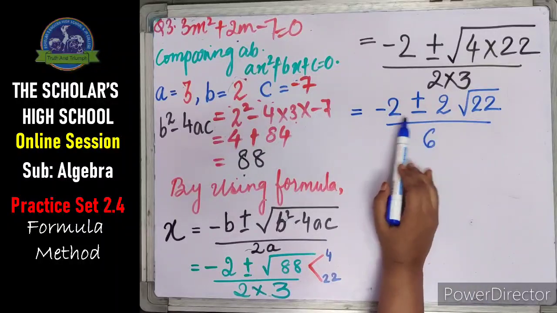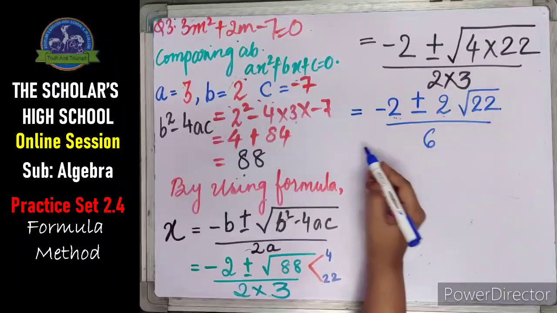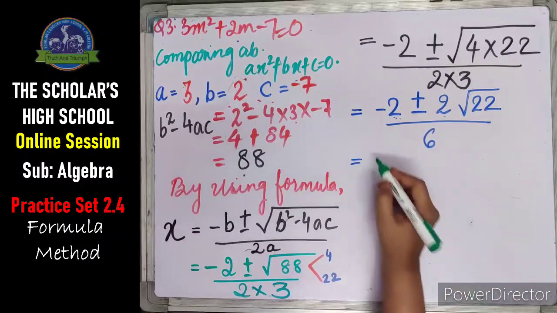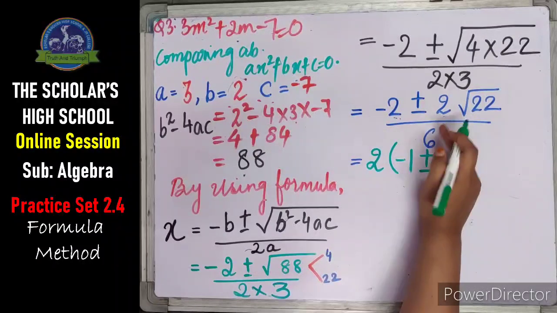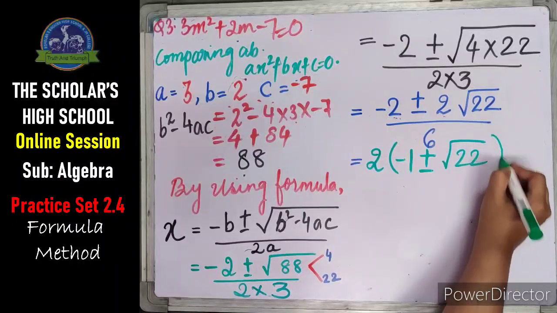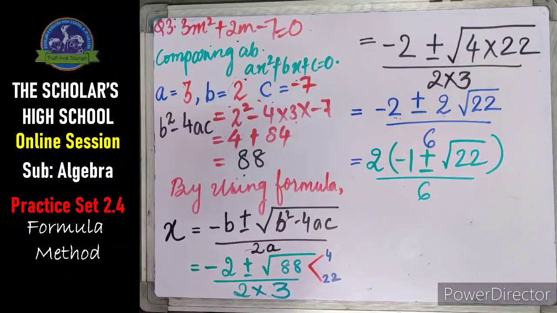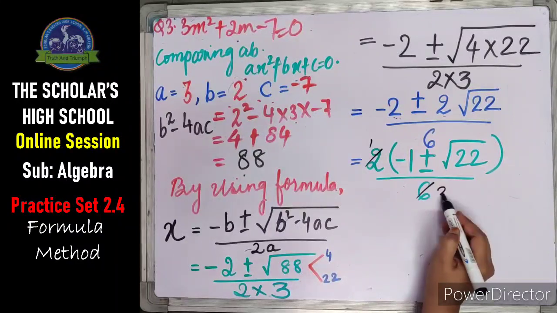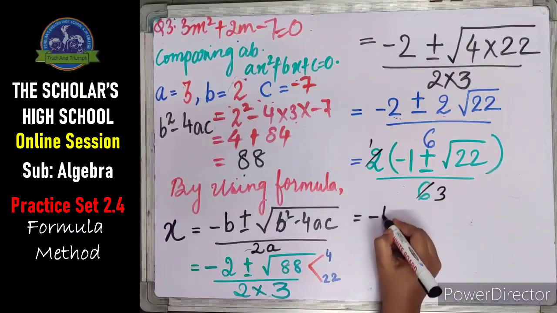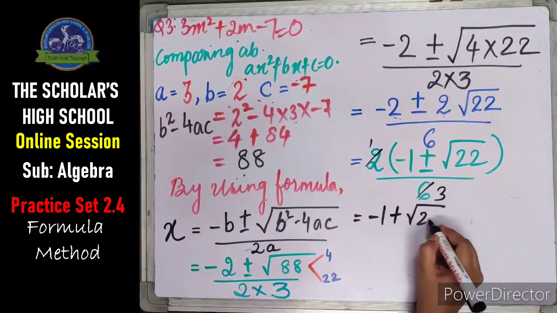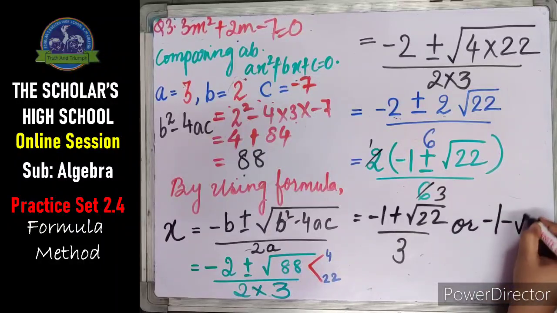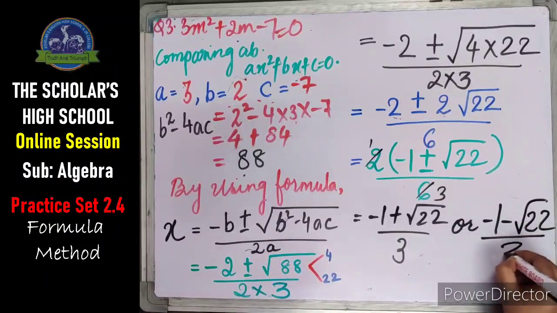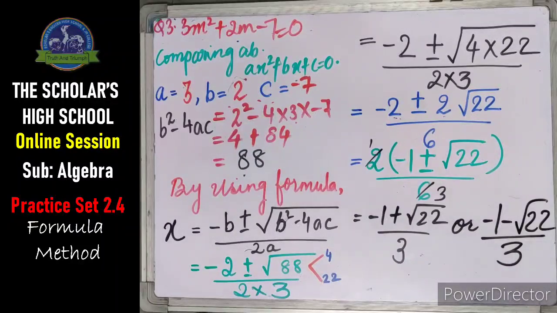Now you can see there are two terms in the numerator. In these two terms, 2 is common because 2 is there in both terms. So we'll take out the common factor. So 2 is common. What is left here? Minus 1, plus minus as it is, 2 is common, root 22 upon 6. Now it can be simplified. So equal to minus 1 plus root 22 upon 3 or minus 1 minus root 22 upon 3, the roots of the given quadratic equation.